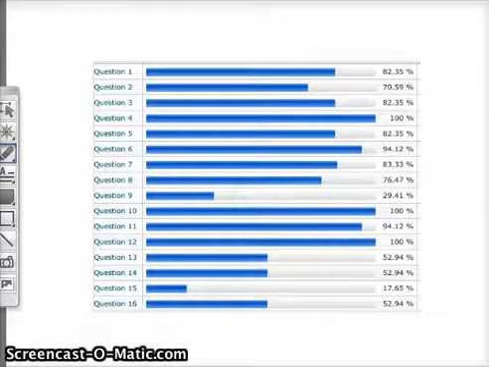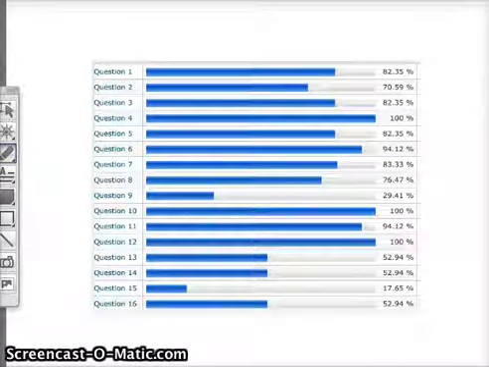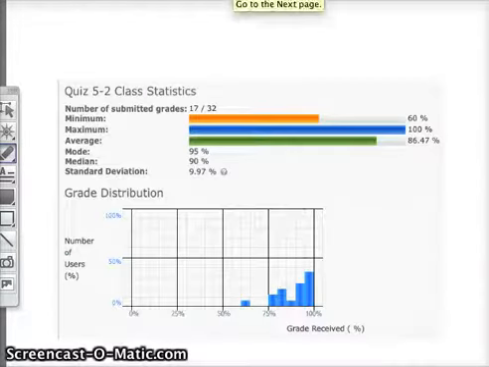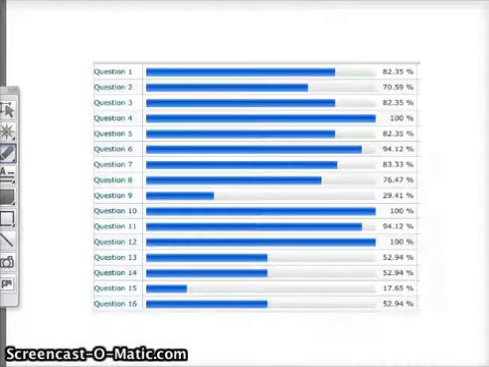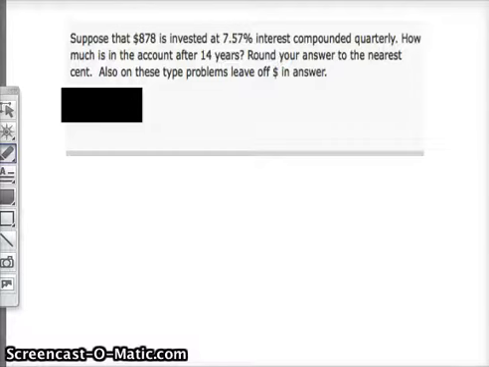Now, if you notice here, here's the performance of those folks reflected in that histogram at the bottom there. By the way, that's pretty good. Looks like 9 and 15 are questions that gave people a little trouble. So let's take a little time and look at this together.